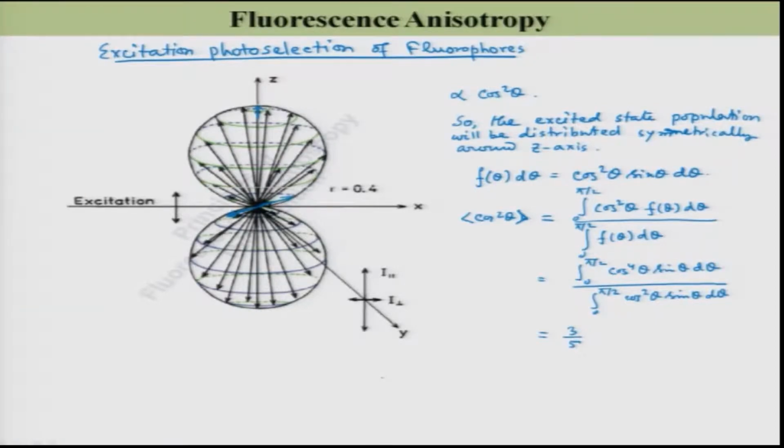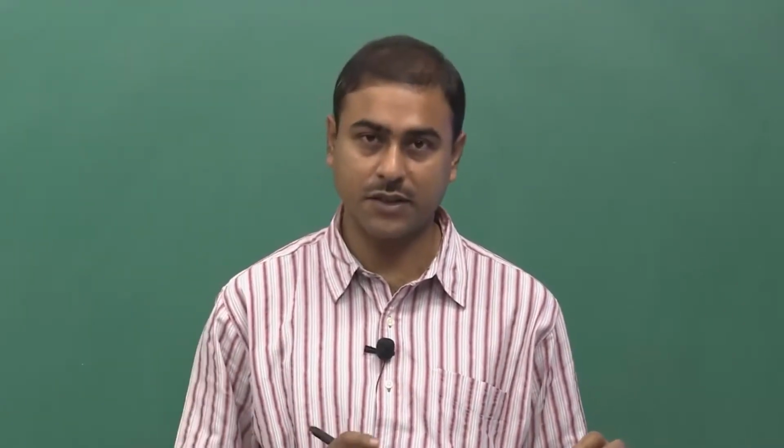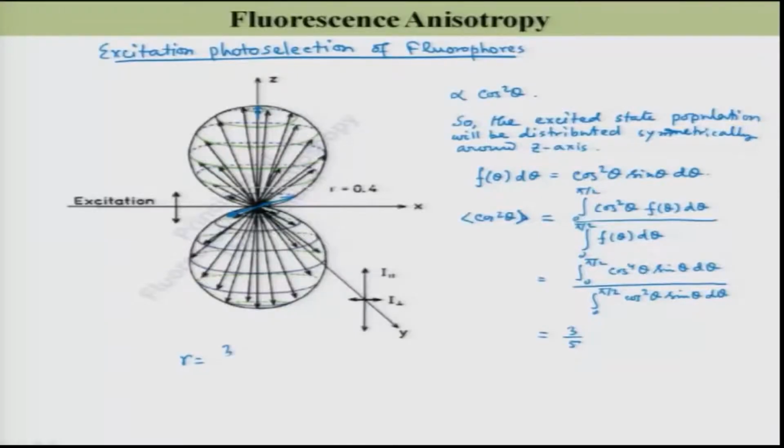All this distribution of theta is because of the excitation photoselection, and this is my initial value of the average cos square theta. Now, if I put this average cos square theta in my original equation, r equals 3 average cos square theta minus 1, divided by 2. So, for the initial value, this is 3 into 3 by 5 minus 1, divided by 2, which is nothing but 0.4. So, R0 is 0.4, and this is true when the absorption and emission transition moments are collinear with each other. If they are not, then this value will not be like that.